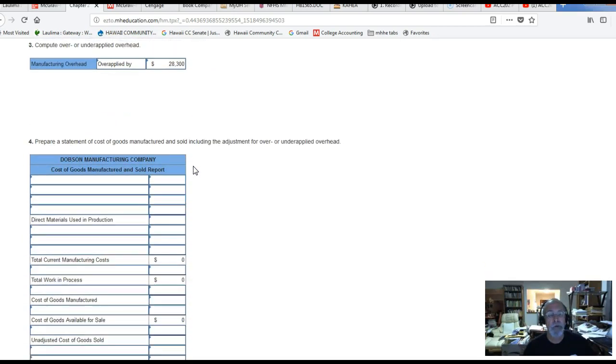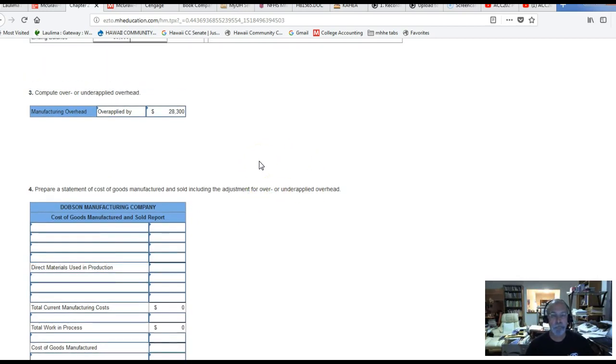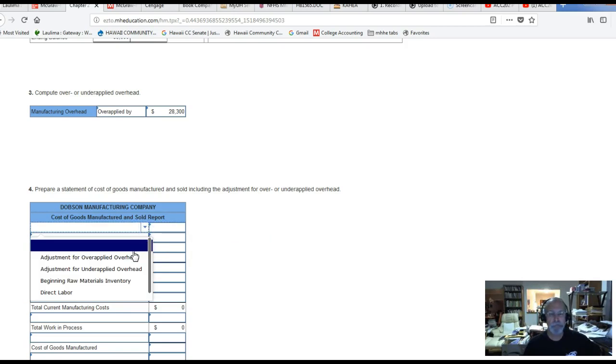Anyway, here we go. Prepare a statement of cost of goods manufactured and sold, including the adjustment for over or under applied overhead. And so remember that the cost of what we make is made up of three basic components of cost: direct materials, direct labor, and manufacturing overhead. So let's take a look at what our options are on the top line.